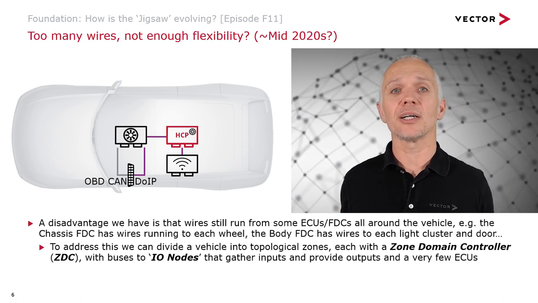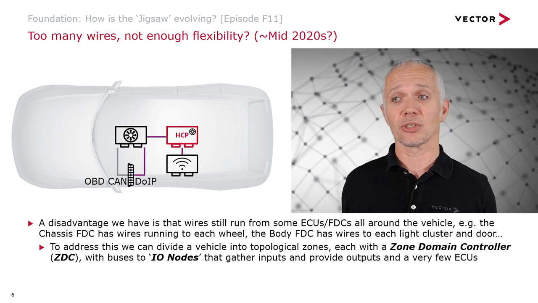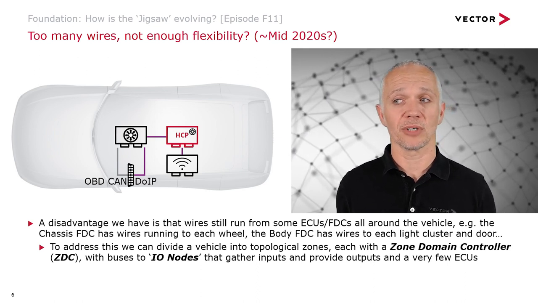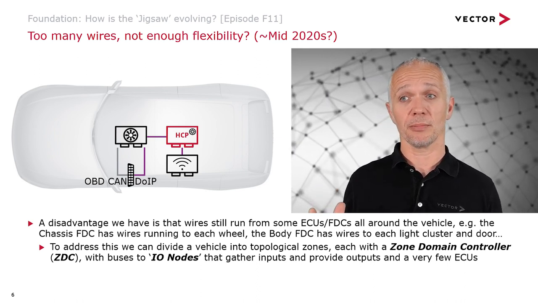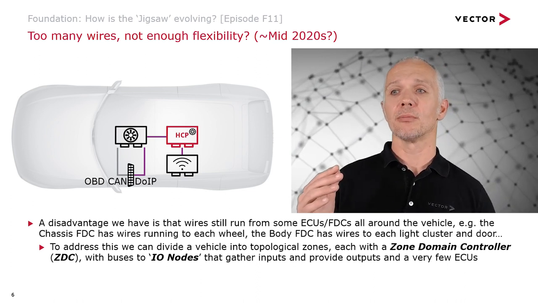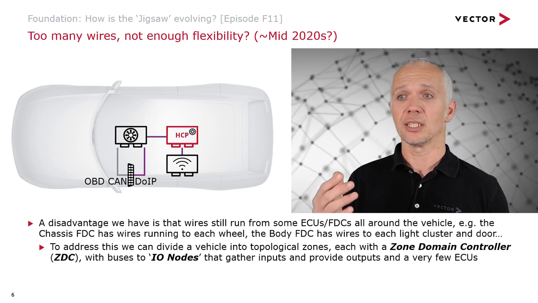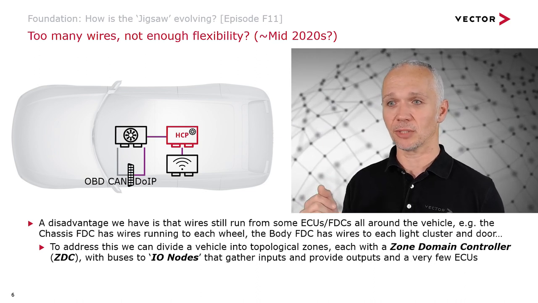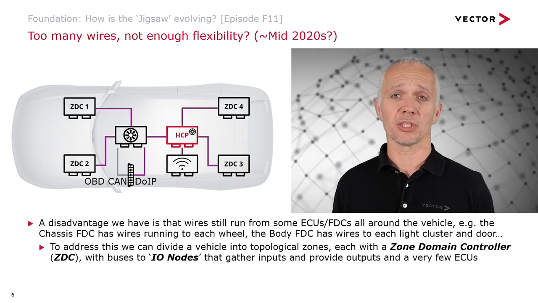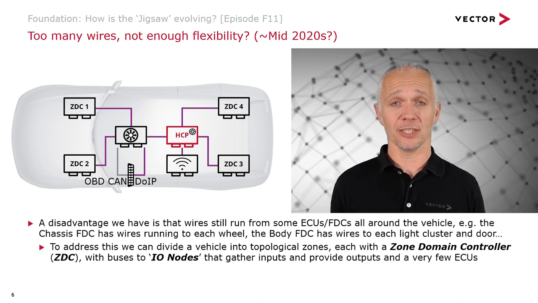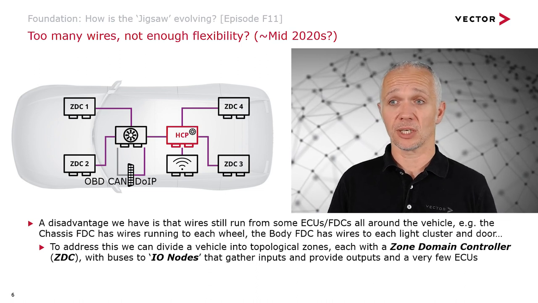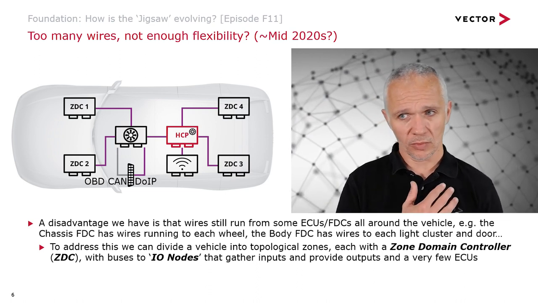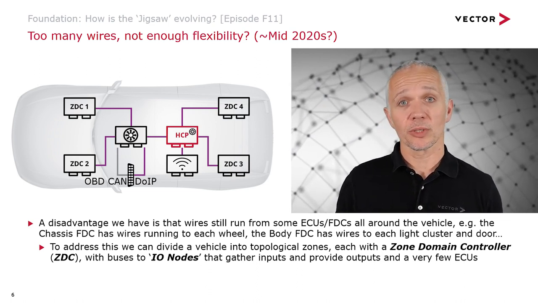To address this, we can divide a vehicle into topological zones and give each of them a zone domain controller, or ZDC, with buses to I/O nodes that gather inputs and provide outputs, and just a very few ECUs. So let's build this into our picture. To try to simplify things a little bit, I've put one of the switches inside our HCP. This is also something that can happen in a vehicle nowadays, not necessarily tied to the mid-2020s that we talk about. So we bring in our zone domain controllers, one, just for the sake of argument, in each corner of the vehicle. Other possibilities are to have maybe one in the back and two in the front, or six, or however many you want. We then link them up to our switches using Ethernet.